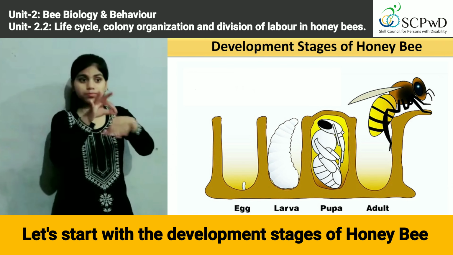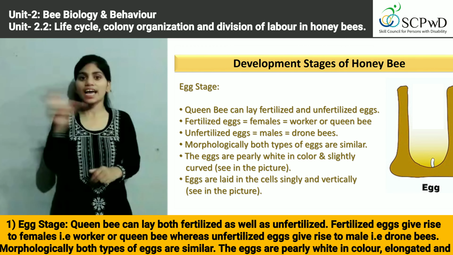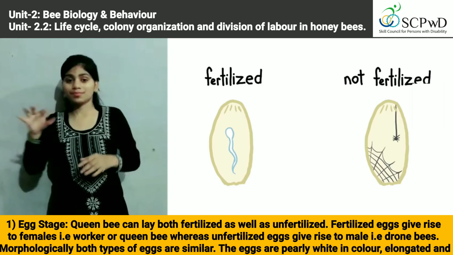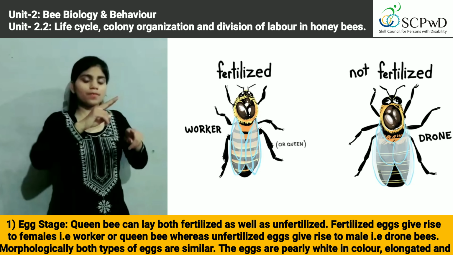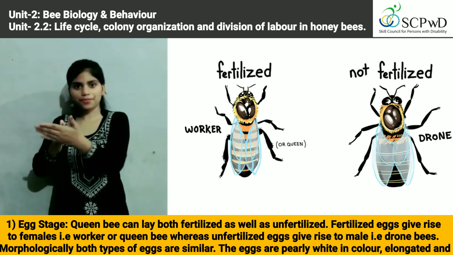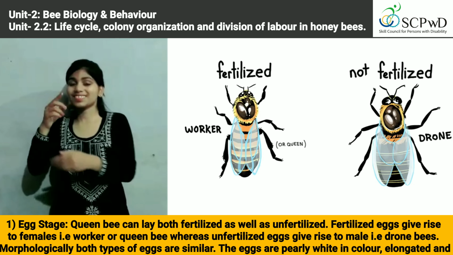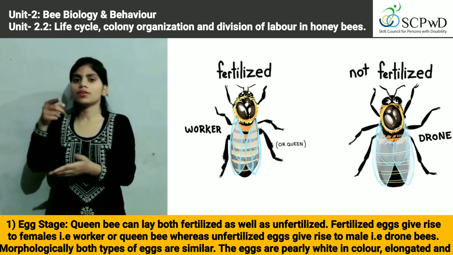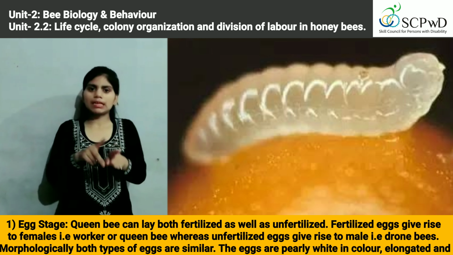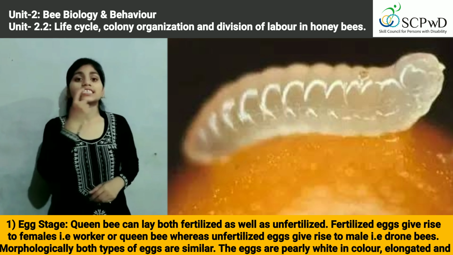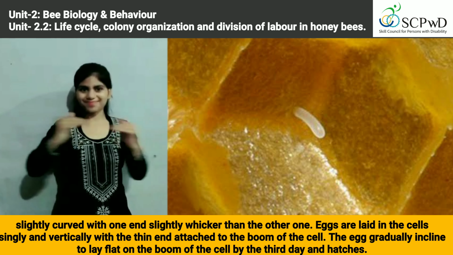Development stages of honeybee. First stage, egg stage. Queen bee can lay both fertilized as well as unfertilized eggs. Fertilized eggs give rise to females, that is, worker or queen bee, whereas unfertilized eggs give rise to males, that is, drone bees. Morphologically, both types of eggs are similar. The eggs are purely white in color, elongated and slightly curved, with one end slightly weaker than the other one.